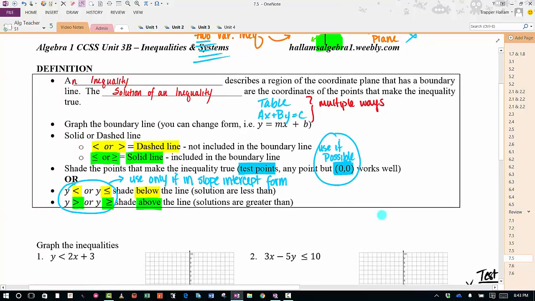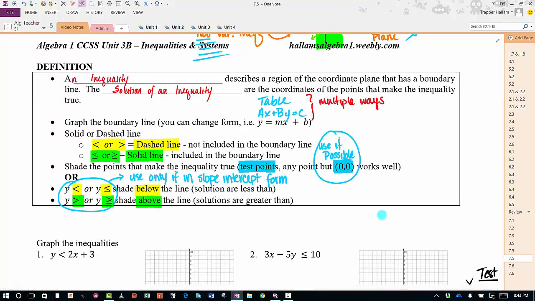So let's talk about this. A linear inequality describes a region of a coordinate plane that has a boundary. In this case, that's our line that we're going to graph. The solution of an inequality is a set of points that make it true. Since we have a line, a boundary, and some shading, there's a whole side of the line that will tell us that these are solutions. Sometimes the line can be part of that boundary, and sometimes the line's not. Let's see if we can break that down and figure it out.